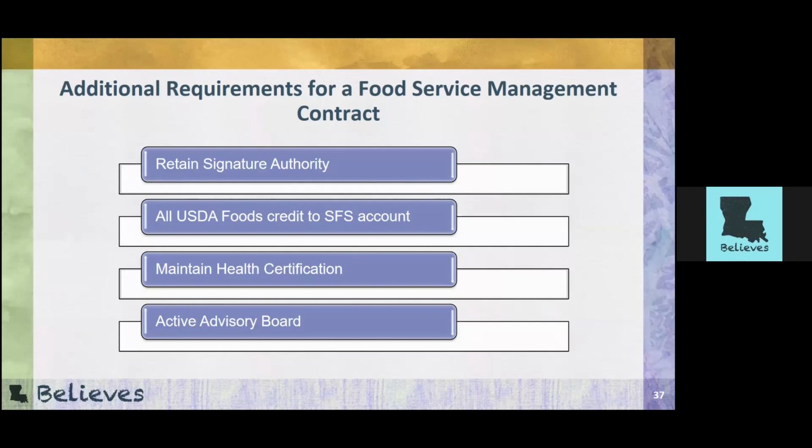They have to make sure that all USDA foods are credited to the school food service account only. Make sure that they maintain health certification and have an active advisory board.